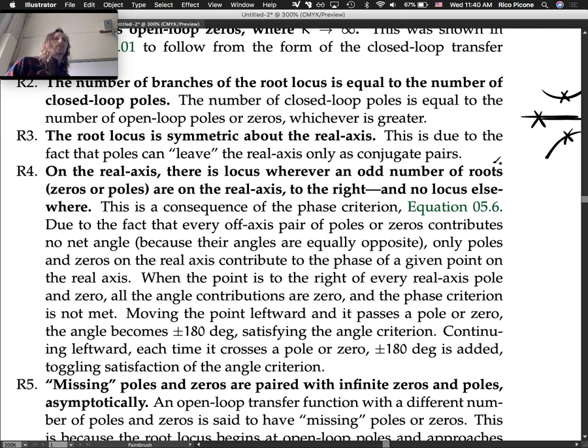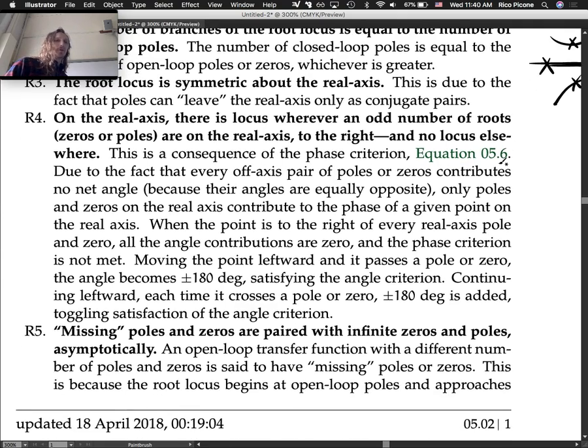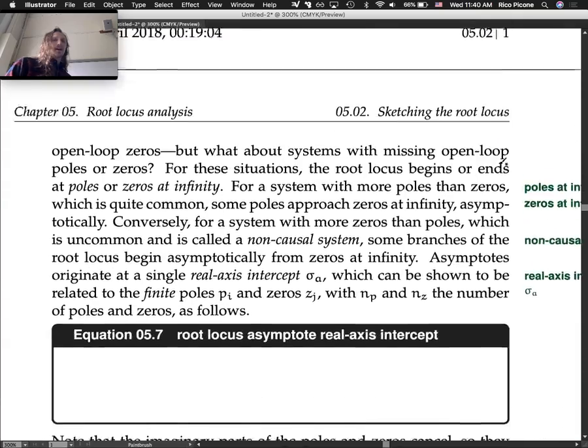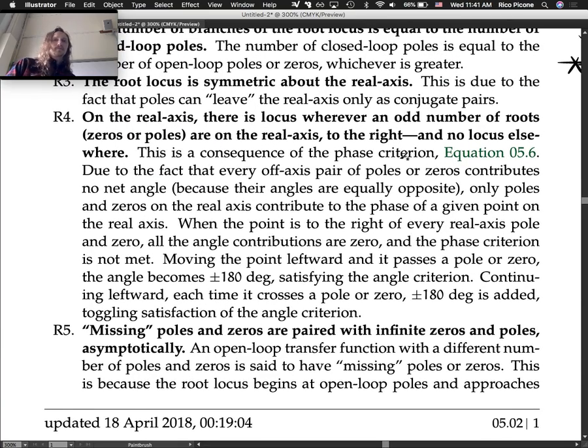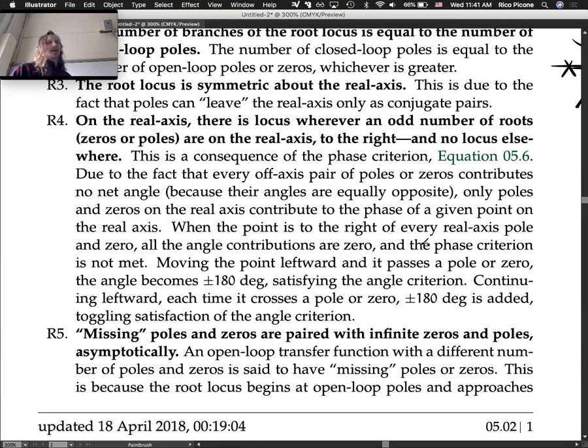So the first 3 rules are pretty straightforward. Rule 4 and rule 5 are the last 2. They're the most involved, but they're not too bad. So on the real axis, there is locus wherever an odd number of roots, so poles or zeros, are on the real axis to the right, and no locus elsewhere.